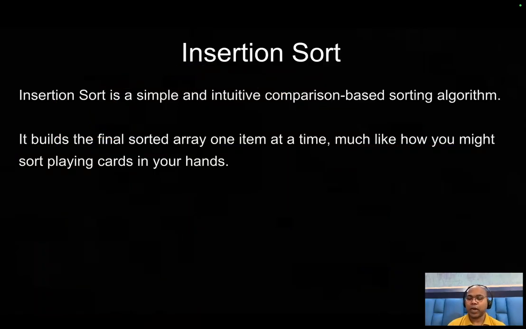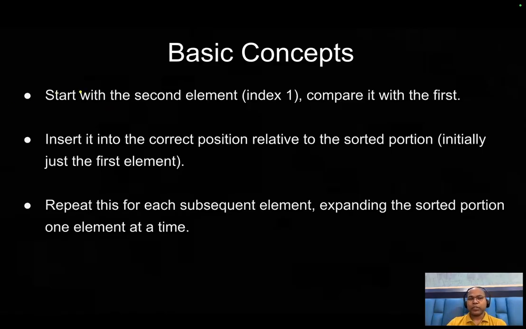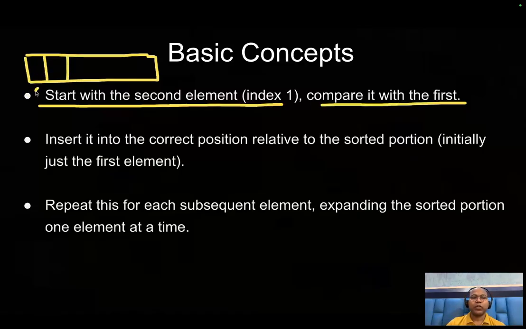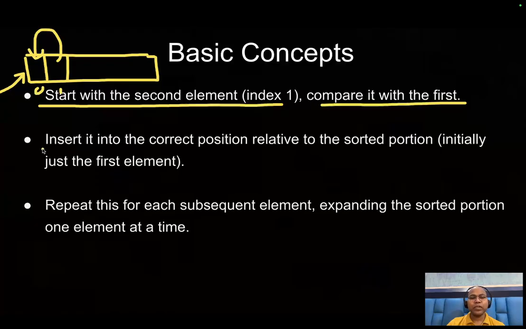So let's understand step by step with an example. First, start with the second element and compare it with the first element. The logic is that whatever array you receive, if you have one element, you assume it is already sorted. So you compare from the second element. This is the zero element, this is the one element. You compare this with this and check whether the first element is in the right place or not. Then insert into the correct position, and whether this element goes here or here, these two are then sorted.